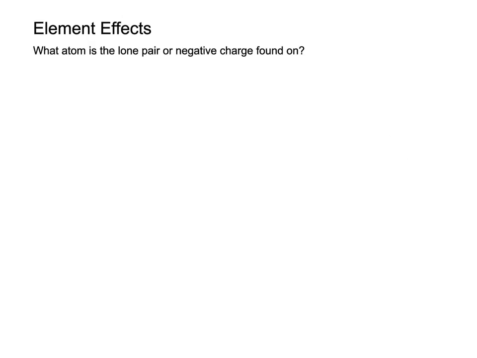Now that we understand that weak and stable mean the same thing in chemistry, we can focus on the strength or stability of the conjugate bases. So let's first talk about element effects. Element effects refer to what atom the lone pair or negative charge is found on.